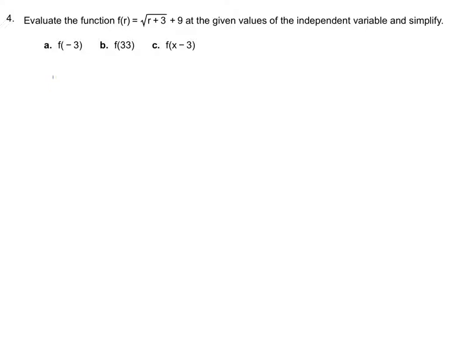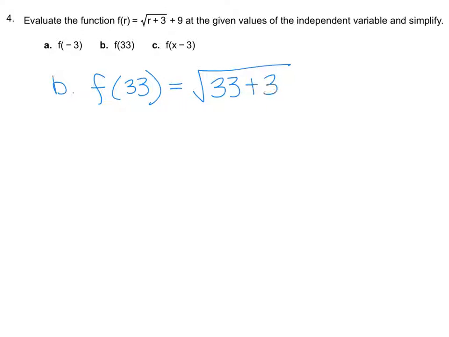Now we'll find part B. B asks us to find f of 33. We'll do the same thing, but now we're plugging in a 33 for r. So we have 33 plus 3, and that's underneath the square root, plus 9.